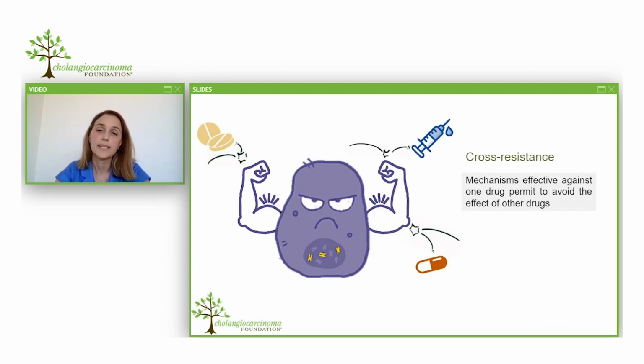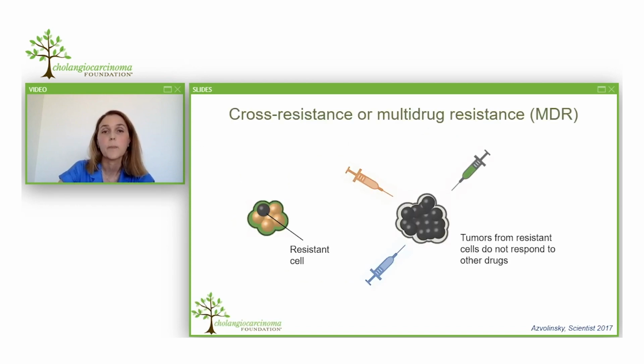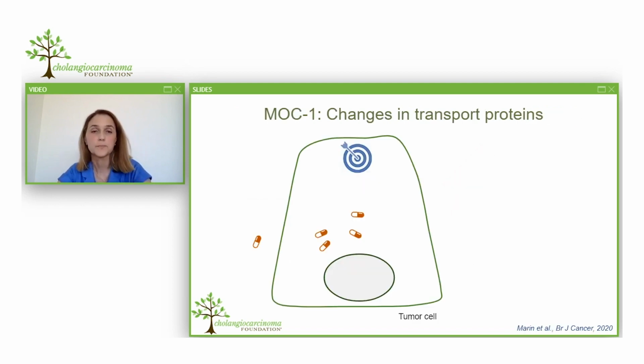In addition, in some cases, the mechanisms that tumor cells use to defend themselves against one drug can be effective against other drugs. This is known as cross-resistance or multi-drug resistance phenotype. In this case, the tumor formed by resistant cells continues to grow despite treatment with different drugs that the cells can fight with the same weapons.